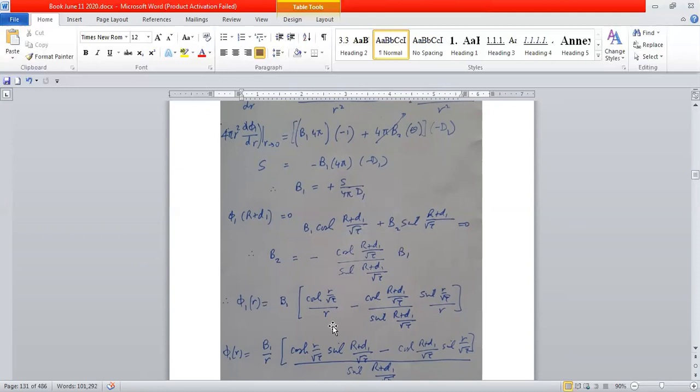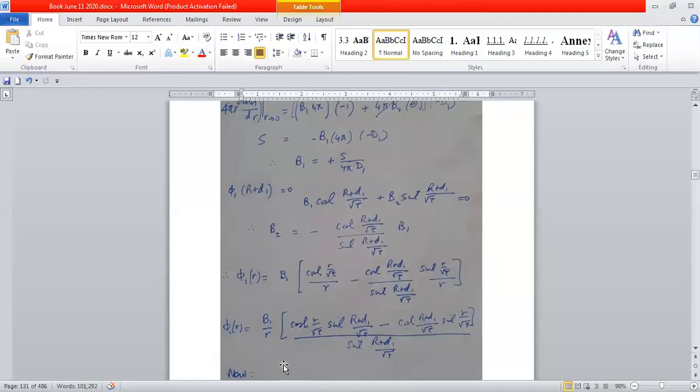Still looks a bit messy. So cosine hyperbolic over R minus cosine hyperbolic. And there's an R sitting over here, here, here. So there are four places where there are R's. So I still don't like it, so I would like to simplify it. Let me see what I can do. Let me put this down in the denominator.